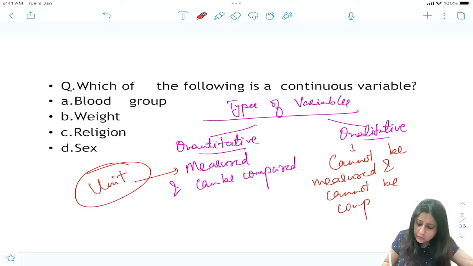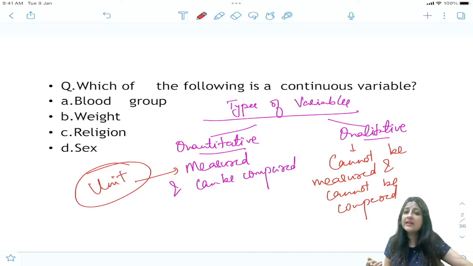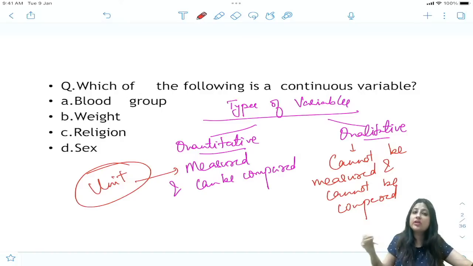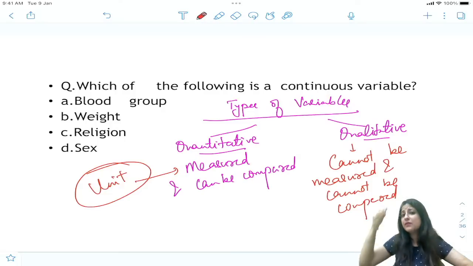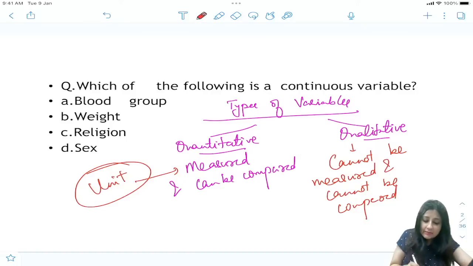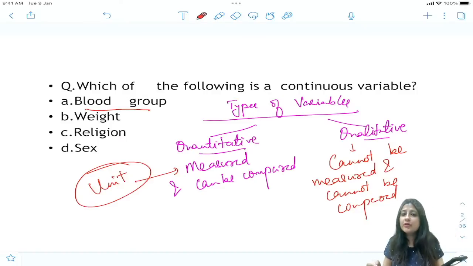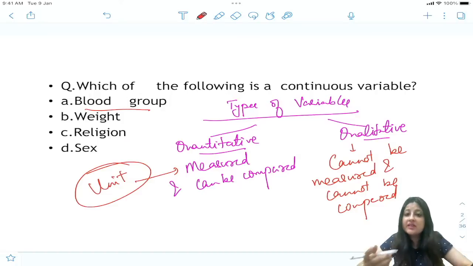Now, do we have a unit to measure religion or gender? No. But we definitely have a unit to measure hemoglobin, gram per dl, and a unit to measure weight, kg, grams, and height. Do we have a unit to measure blood group? No. Can it be compared? If I am A positive and you are also A positive, can I say I am more A positive than you? No. So we cannot measure in a unit, we cannot compare. The same goes for religion as well as sex.